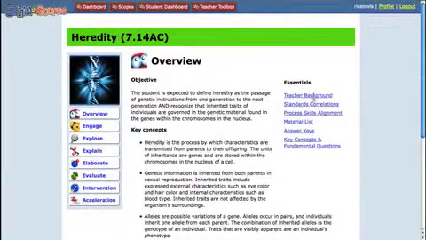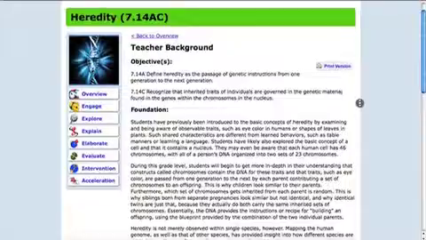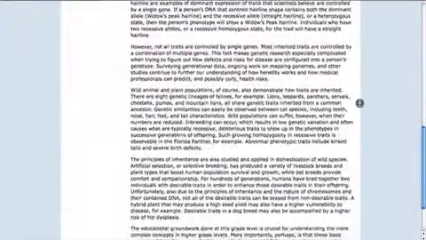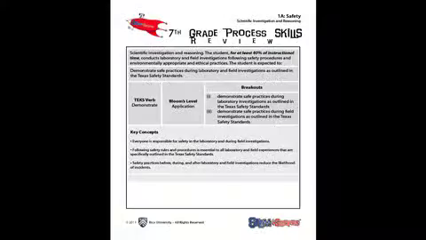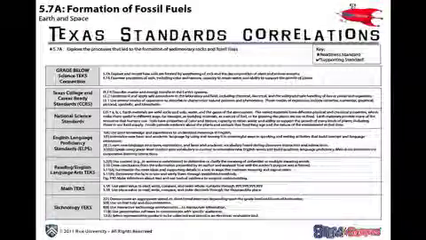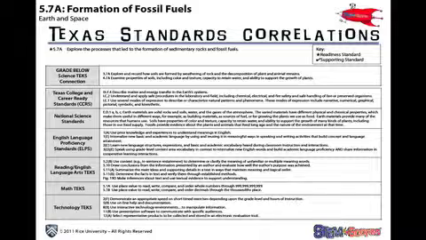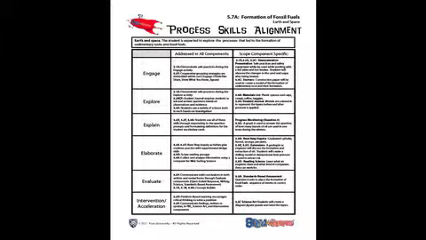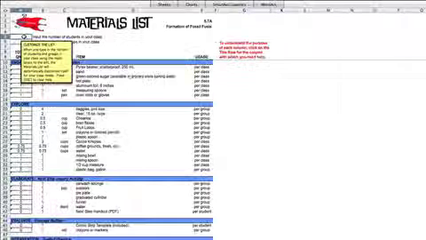Find supporting documents for each STEMscopes unit on the Overview page under Essentials. Here you will find Teacher Background, a resource document intended to supply additional knowledge and concept information. Standard correlations and process skills alignment provide alignment of the activities to other standards such as college and career-ready standards, English language proficiency standards, and other science process skills.